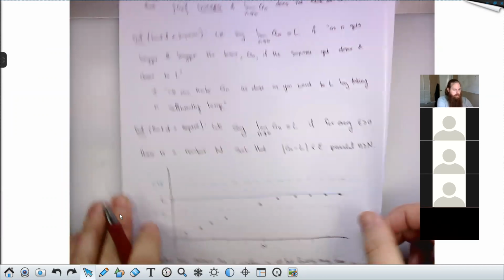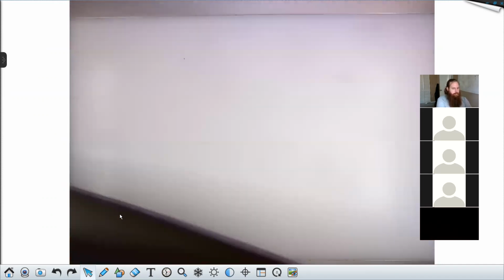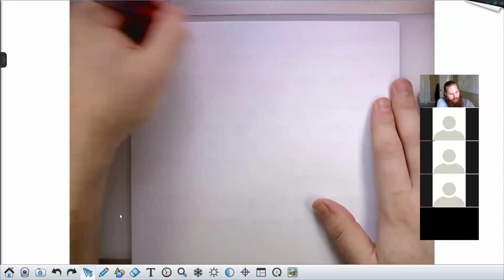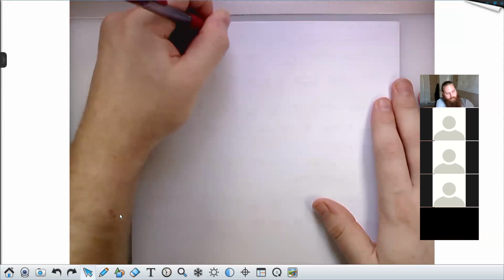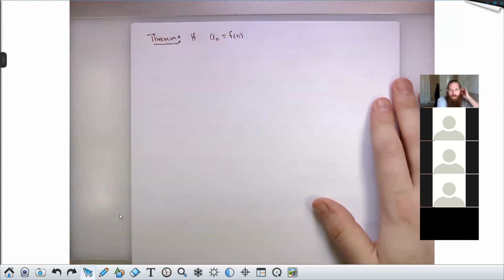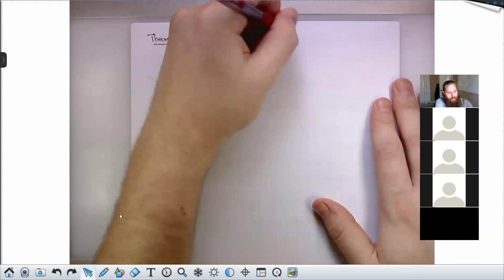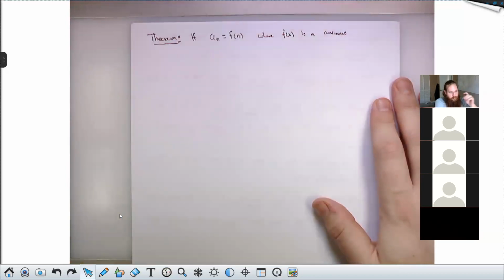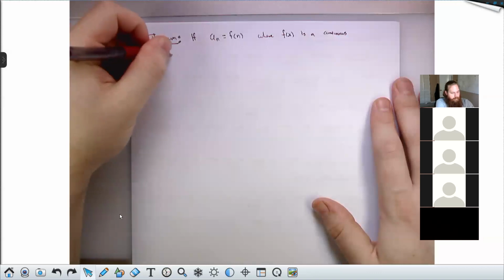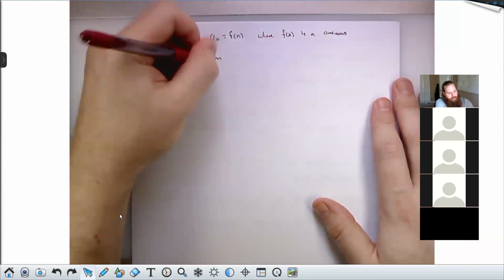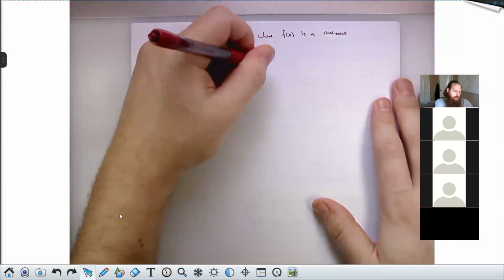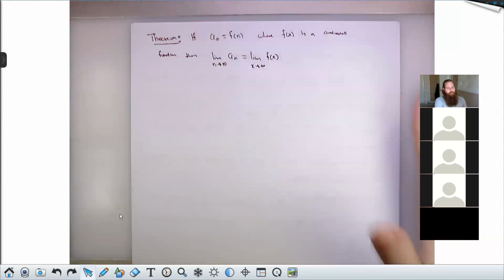And what our very first theorem here says is that if the sequence a_n is coming from some nice function f, where f of x is a continuous function, regular, it doesn't even actually need to be continuous, then the limit as n goes to infinity of a_n is equal to the limit as x goes to infinity of f of x. So let me show you an example.